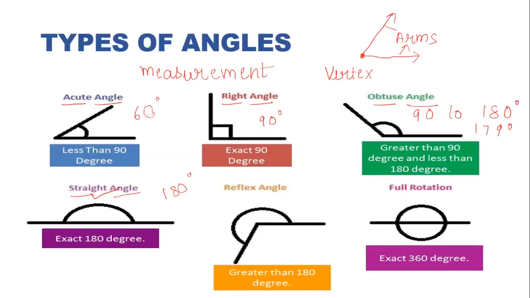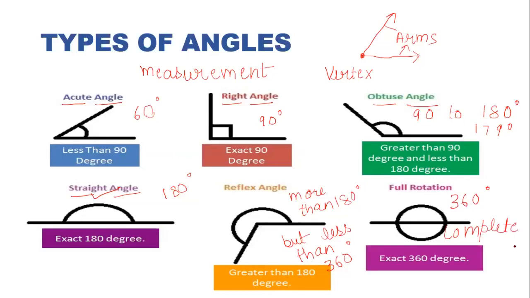What about a reflex angle? Reflex angle is more than 180 degree, but less than 360 degree. 360-degree angle is also called a complete angle because it takes the full rotation and we come back to the starting point. ये पूरा rotation लेता है, फिर ये वापस आता है. ये एक 360-degree angle होता है. Is it clear, class?